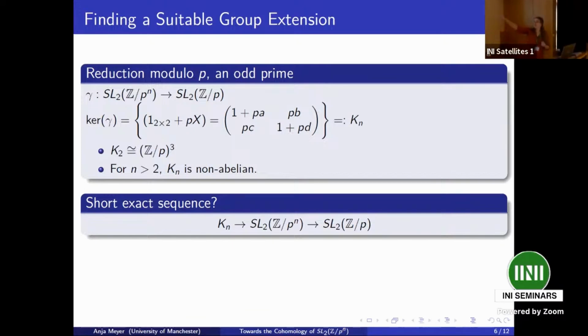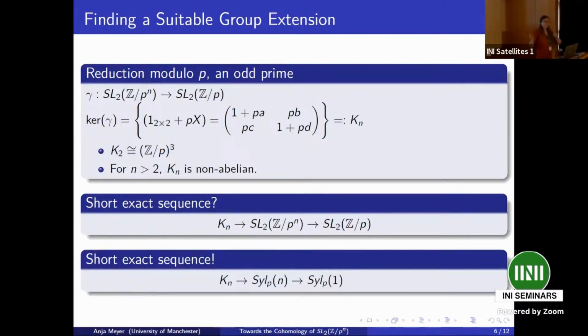So of course we know the cohomology of SL2 over a finite field, but we also need the group action of this on Kn. But recall Marcus's talk in the morning, Sylow p-subgroups. Let's try this one out. So let S_p(n) denote a Sylow p-subgroup of SL2 over Z/p to the n. And this is awesome.